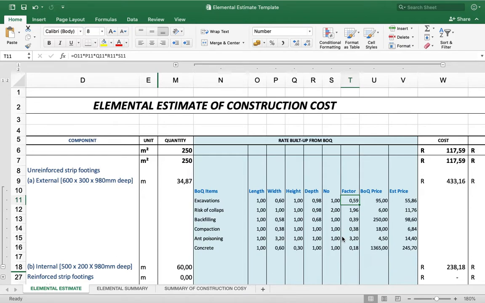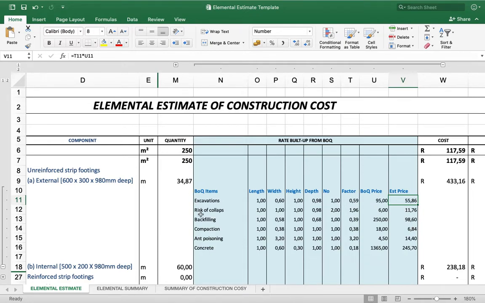So in actual fact, what that means is for every 1 meter of length, I will have 0.59 cubes of excavations. So that would mean that when I take my bill of quantities price, 95 Rand per cube, multiply by 0.59, my rate per meter then for excavations would be 55 Rand and 86 cents.